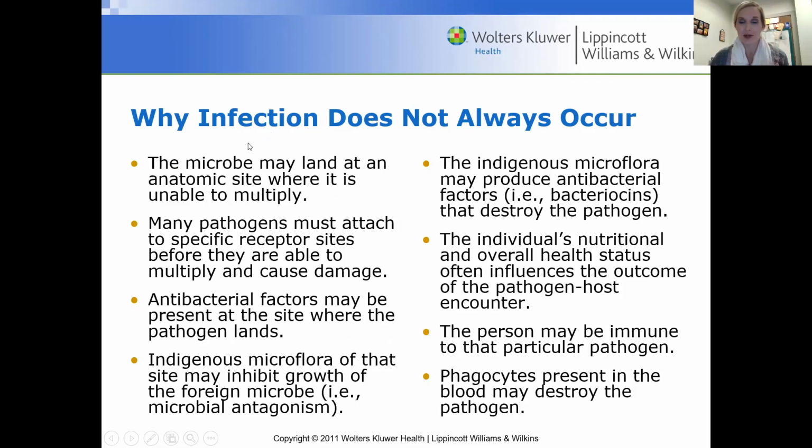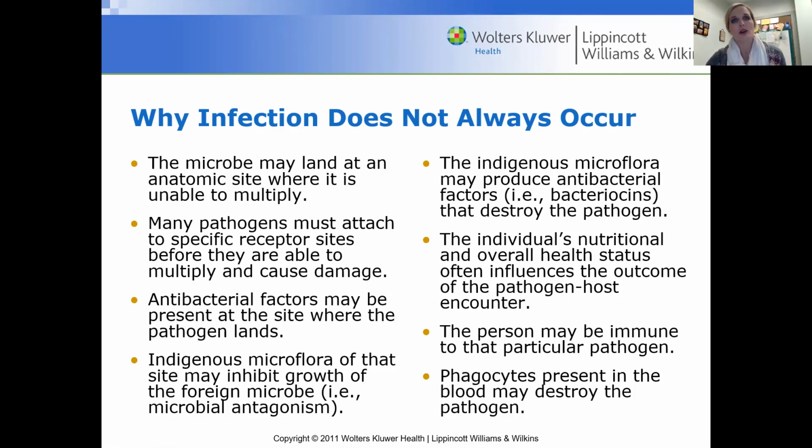So whoever, the book publisher who created this slide, used the term infection where they probably should have used infectious disease. So an infection has occurred, but why are there possibilities for the infectious disease to not occur? That's what they meant to say in that title there. So one, the microbe may land at an anatomic site where it's unable to multiply. So it gets onto my body or into my body somehow.